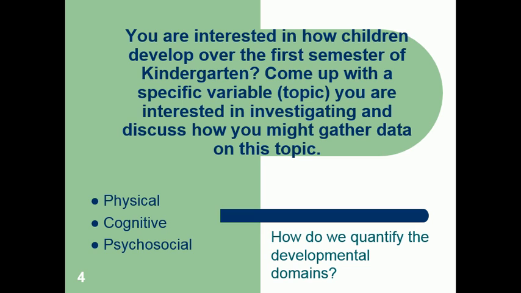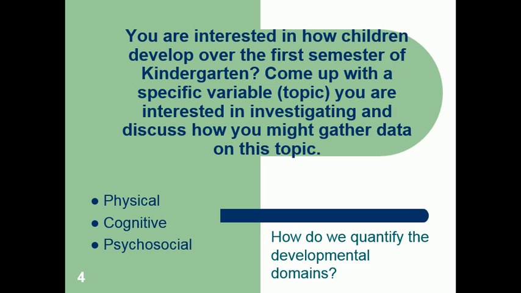You also might be interested in a cognitive aspect like reading. So, how many letters can they identify at the beginning of kindergarten? How many words can they identify at the end of kindergarten? And finally, you might want to look at something in the psychosocial domain, such as friendship. So, what does the quality of their friendship look like at the beginning of kindergarten versus the end of kindergarten? Now, for all of these, you might be wondering, how do we quantify these issues? Because we typically use statistics to analyze data and come up with conclusions about these types of topics.